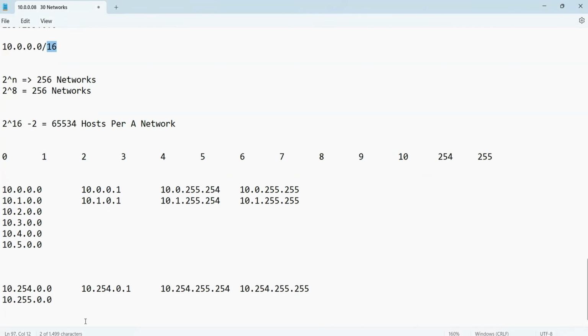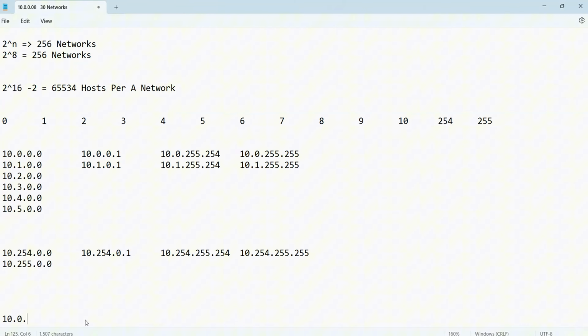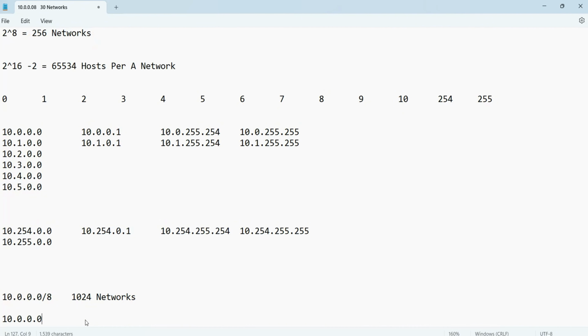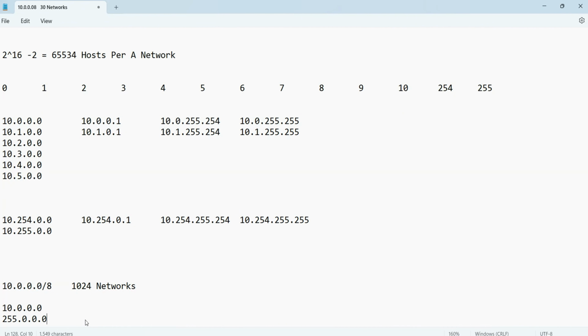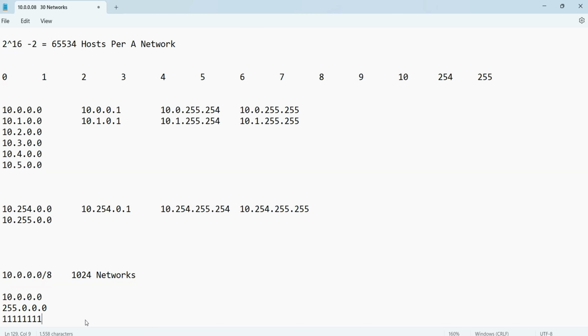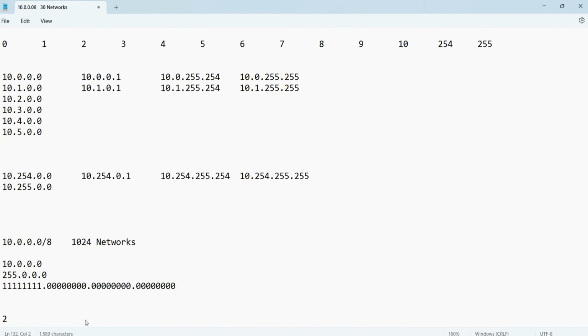All right, let me give you another example. Let's say 10.0.0.0/8, and let's say we're looking for 1,024 networks. All right, let's see how this works out. 10.0.0.0, 255.0.0.0. That's 8 bits of ones, then 24 zeros. 2 to the power of what equals, or is greater than, 1,024 networks?